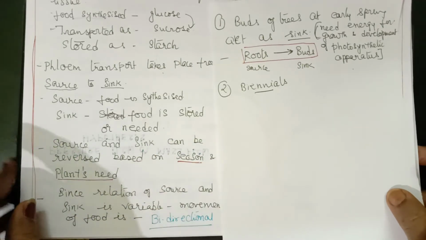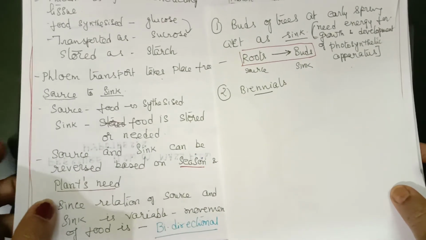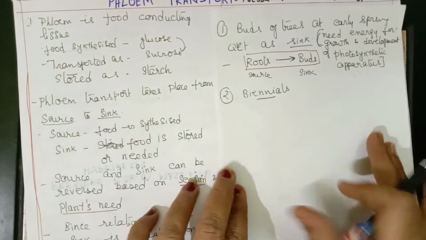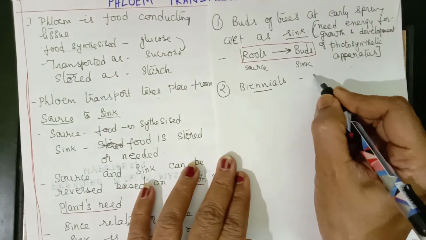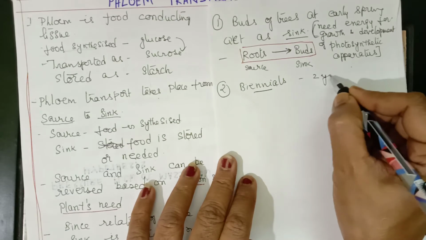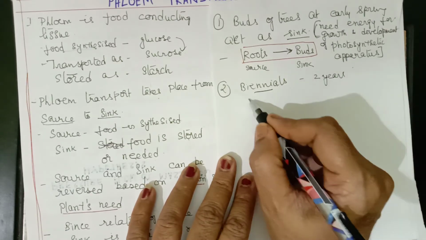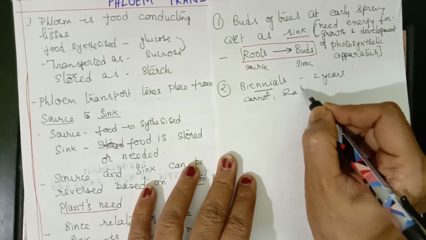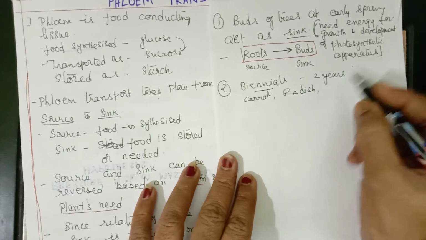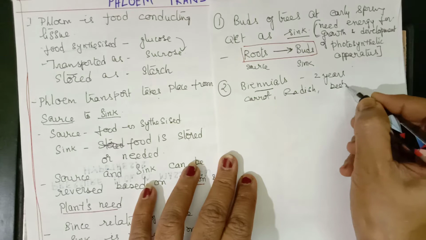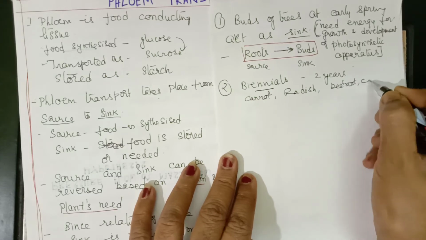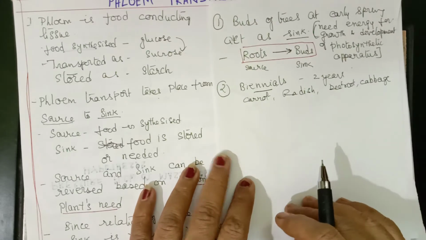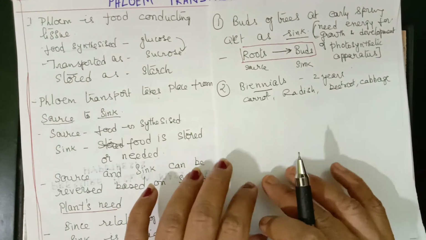Now, second example, in the case of biennial plants. As all of you know, biennials are plants which live for 2 years. For example, carrot, radish, beetroot, cabbage. These are all called biennial plants. Even cauliflower also. All these are called biennial plants.